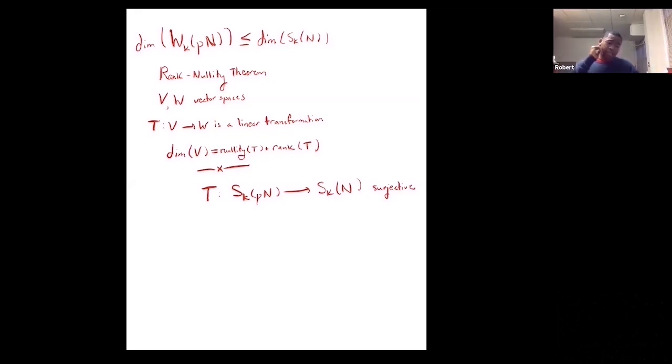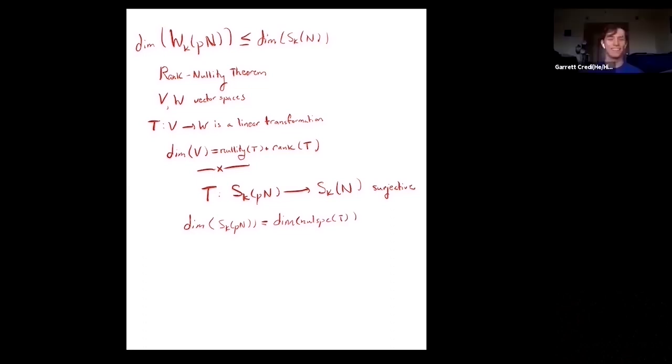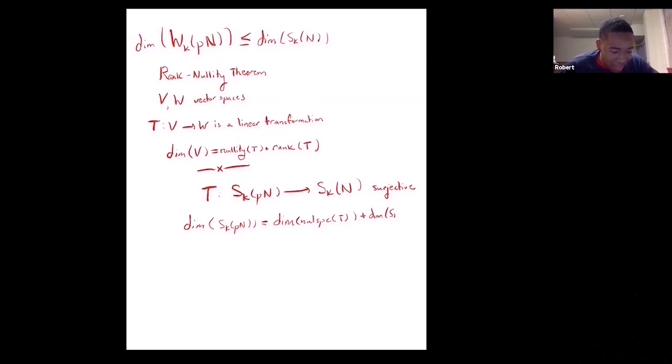And because it's surjective, that means, of course, having full rank. And so I was able to use this to say the following: that the dimension of where I started is equal to the dimension of the null space, which I'll abbreviate, I don't think I've ever seen it abbreviated like this, but it's okay. There are no rules. Plus the dimension of S_k(N). And I'll just say that modular forms naturally live in finite dimensional vector spaces, so all the stuff I'm writing makes sense.